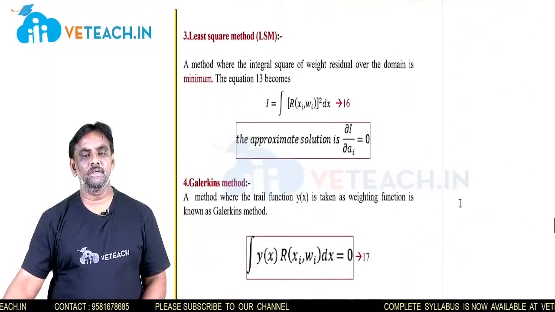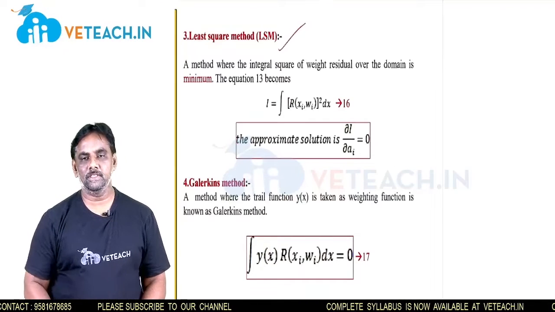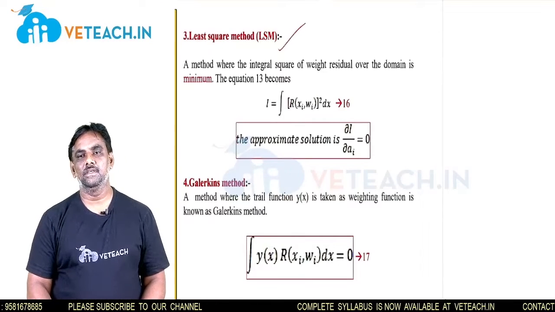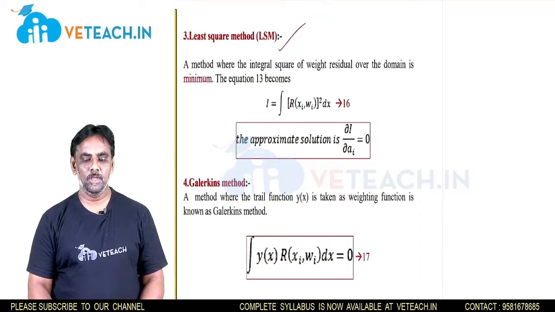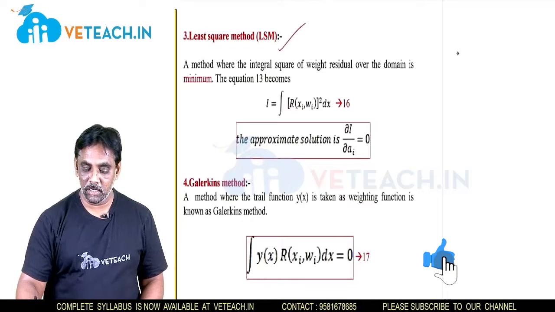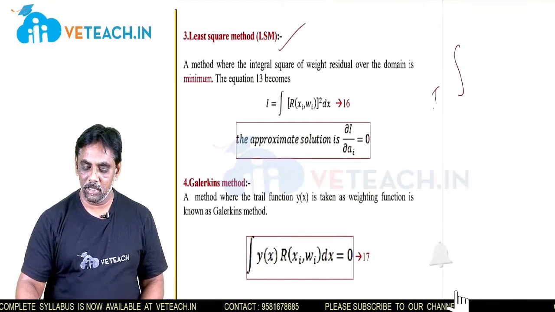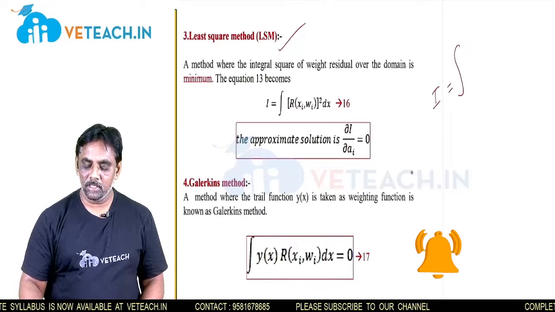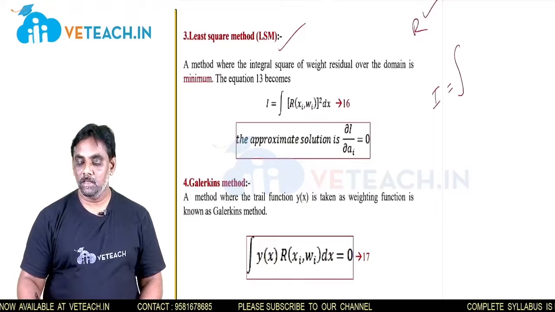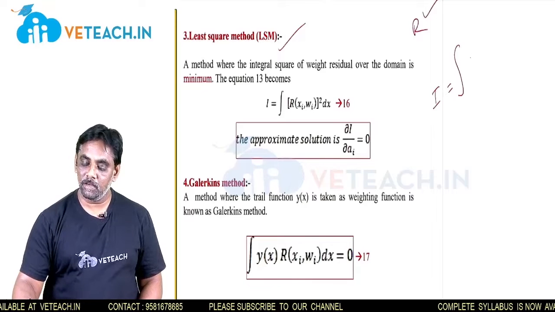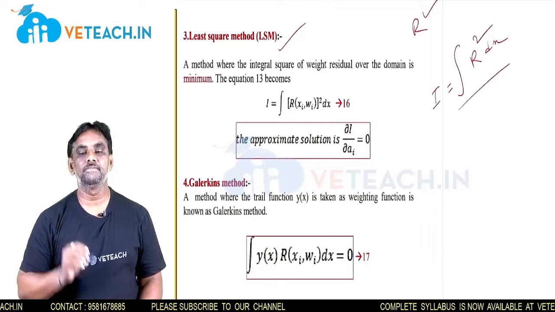Now, the least square method. What is the meaning of the least square method? We discussed that the weighted residual function is nothing but the integration of the weight function and the respective residual, set to 0. But in the least square method, first of all we will calculate the energy, that is the potential energy. When you have the differential equation, let us say the residual is R. In the least square method, first of all we have to square the residual with respect to the variable and integrate.